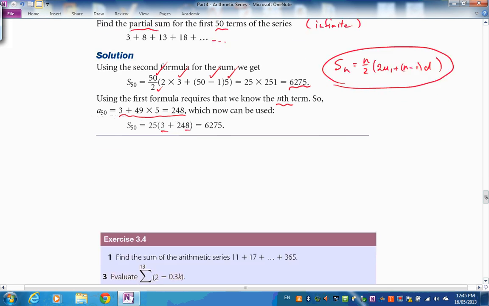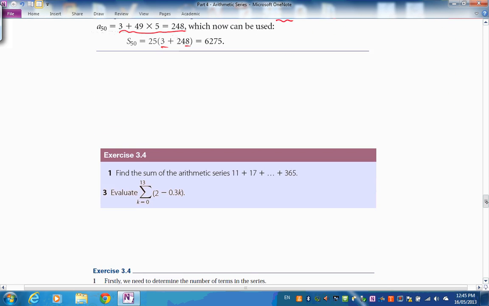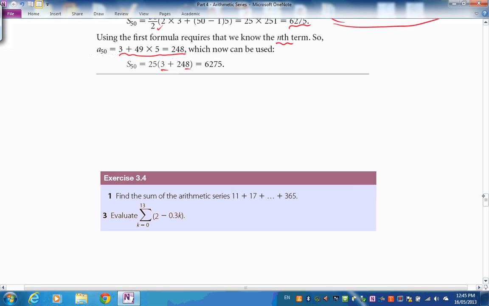Let's come down and have a look. Now, I've taken this from Pearson's. In exercise 3.4, there's only about half a dozen problems, and only 2 on summing an arithmetic series. So you might pause the presentation and have a go.